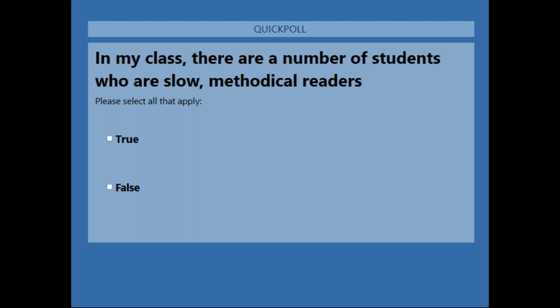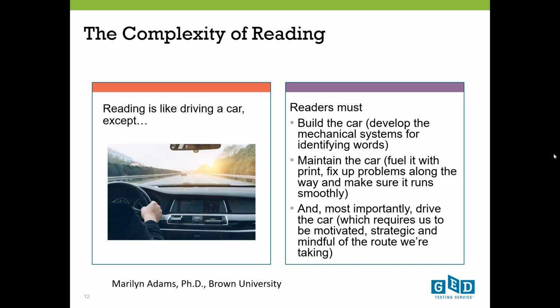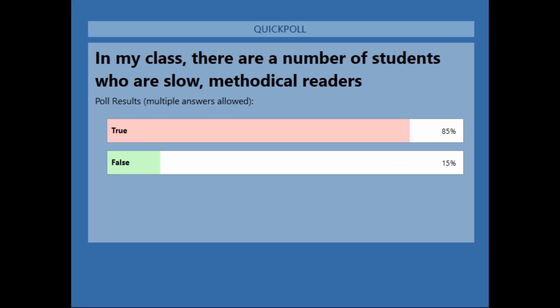Now, in some cases, we always have students who, as they're going through, are good when it comes to math or they're much better readers. One way or another, we have students who have different issues as they're going through. But as I close this poll and share the results, I don't think any of you are going to be surprised that the majority of you have students who are slow, methodical readers.